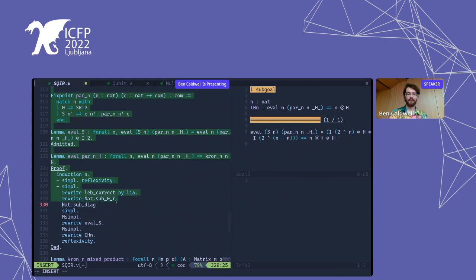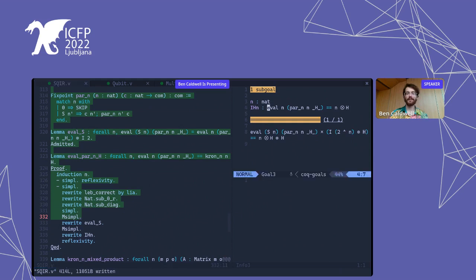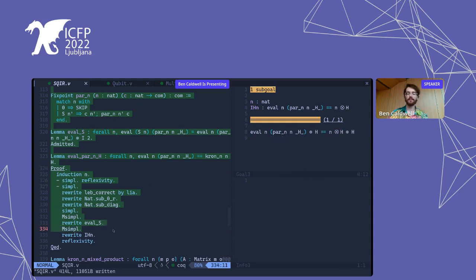First, we can get rid of the 0, and then n minus n will go to 0. Simplification will evaluate that for us, and m simple will get rid of the Kronecker identity on the right. So now is where we need that axiom that we took, right? Because now we have to get something that mirrors this statement here. And we've gotten this part of it, but we need the n. So we do that, it pulls out the identity for us. We have the eval n par n.